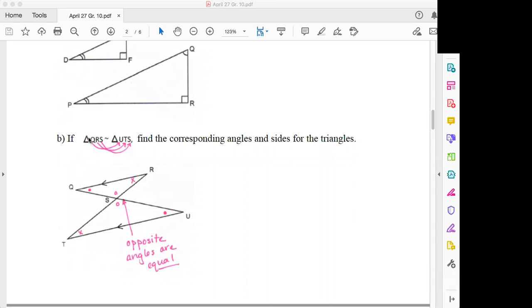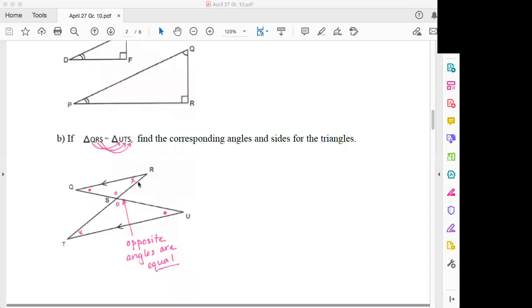So when we have similar triangles, it's written as a little triangle, then the 3 letters that we use to label our angles. This means corresponds or is similar to triangle UTS. So we use the same letters. Okay, so it says to find the corresponding angles and sides for the triangle.